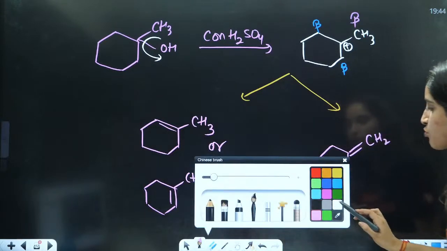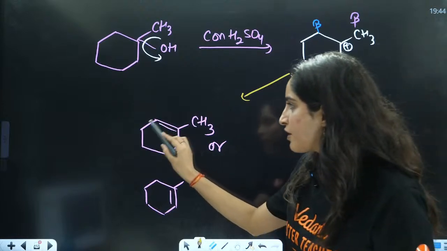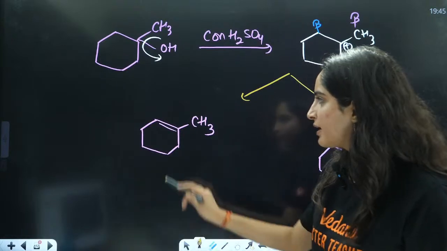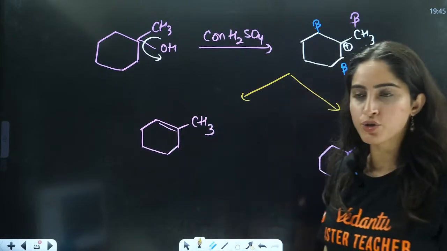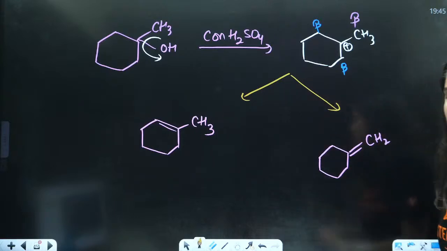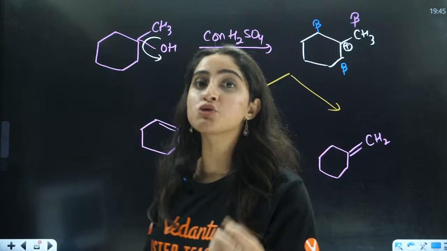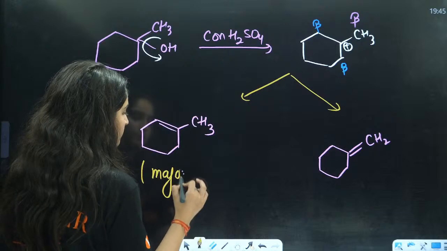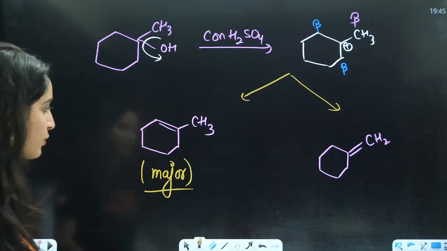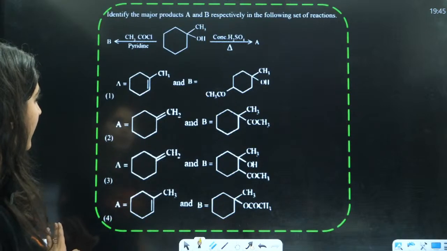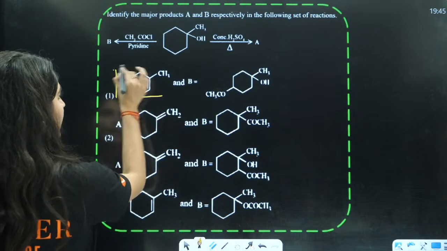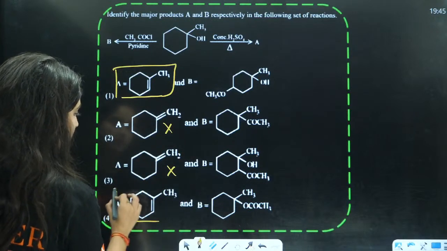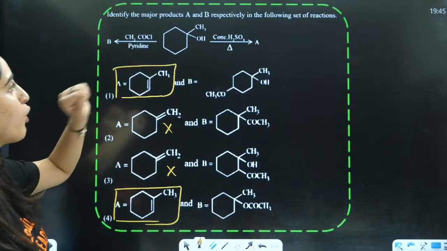Now tell me which one is more highly substituted. This is having 1, 2, 3 substitution. Both are the same only, so you can just draw one thing here. This is having 1, 2, 3 substitution. This is having only 1, 2 substitution. So according to Saytzeff, the more highly substituted alkene will be formed. So this is going to be the major product, and hence the answer will be this one. A is this. This is not A. Yes, this can be A. Right?